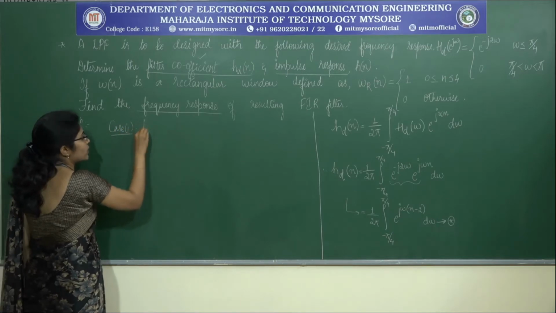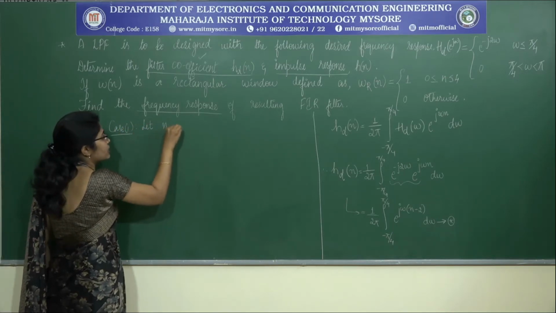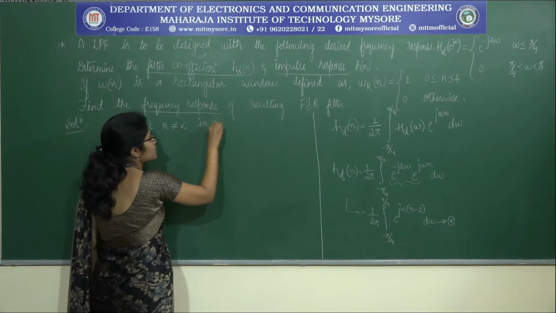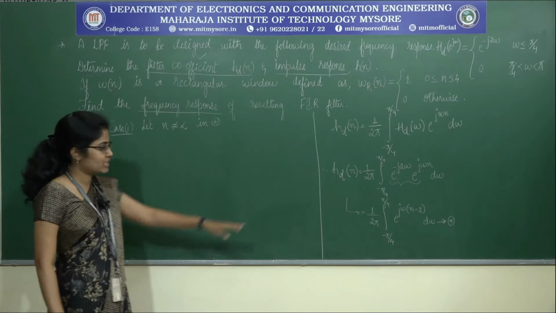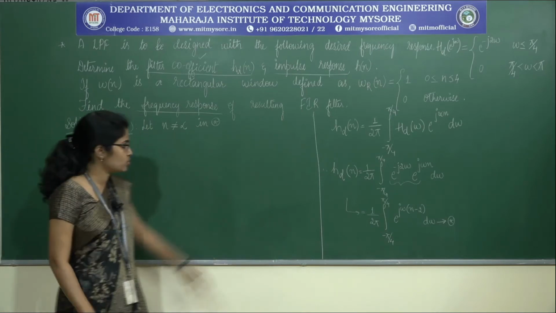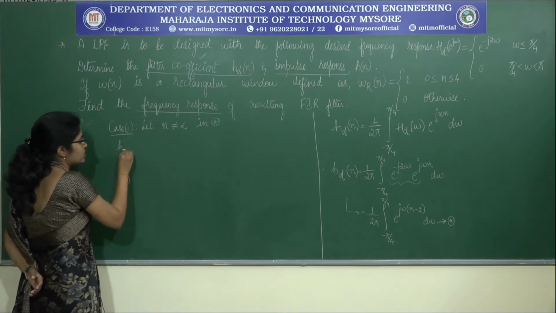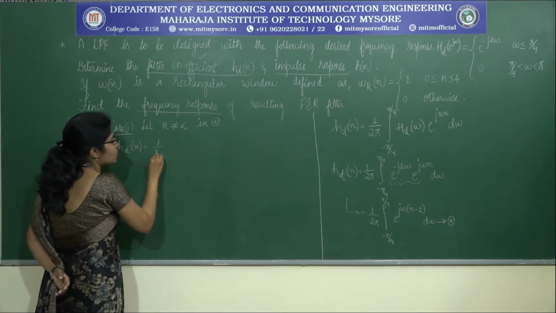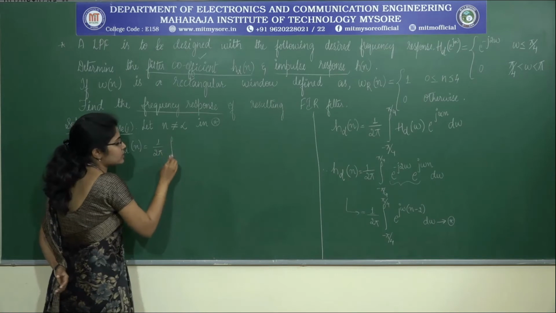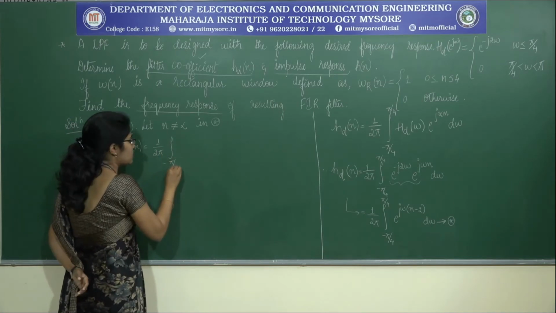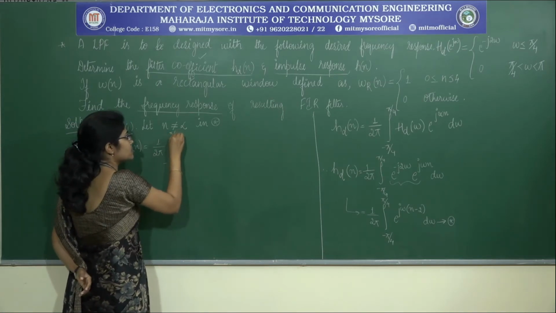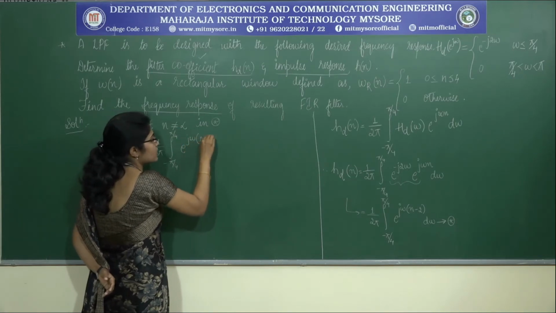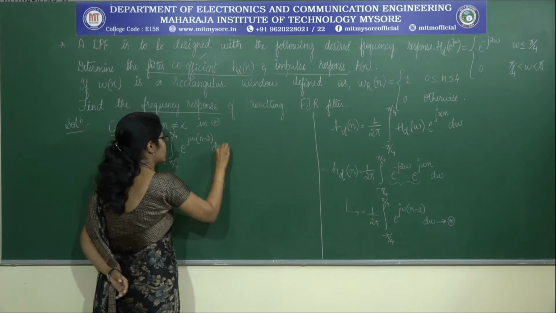So, in case 1, let the value of n be not equal to alpha, in equation star. So the equation remains as it is. Let me rewrite the equation again. hd of n is equal to 1 by 2 pi integral from minus pi by 4 to plus pi by 4 of e power j omega (n minus 2) d omega.